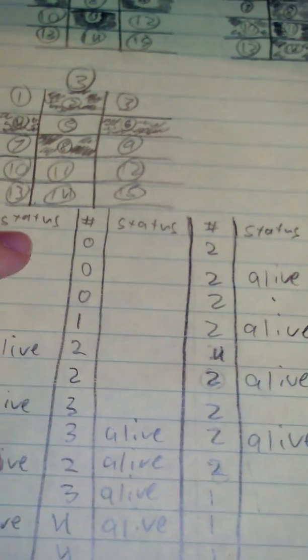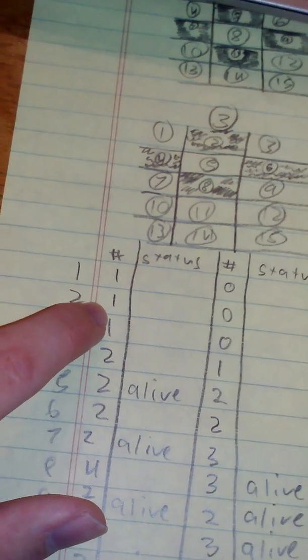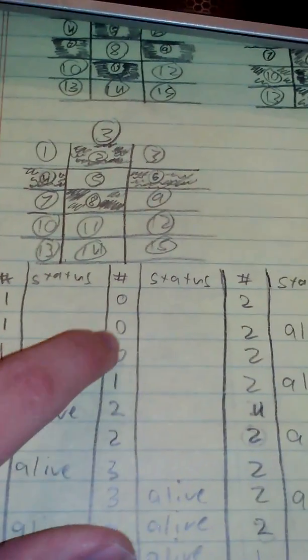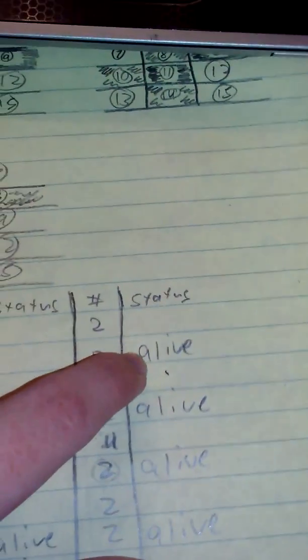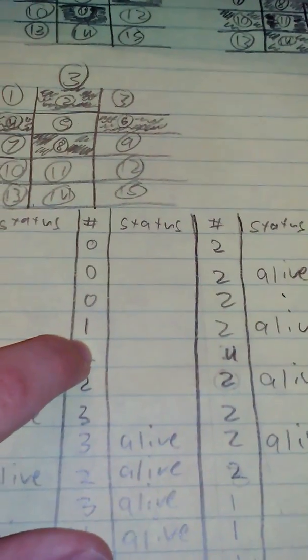But now let's look at the third generation. So over here we have square number 2, which is right there, which had 1 neighbor in the beginning, and then it didn't have any neighbors, and now it suddenly has 2 neighbors and it becomes alive. So it goes from 0 neighbors to alive, which doesn't make any sense. And then for number 4, it goes from having 1 neighbor and dead to being alive. And then with number 6, it has 2 neighbors and then it becomes alive.